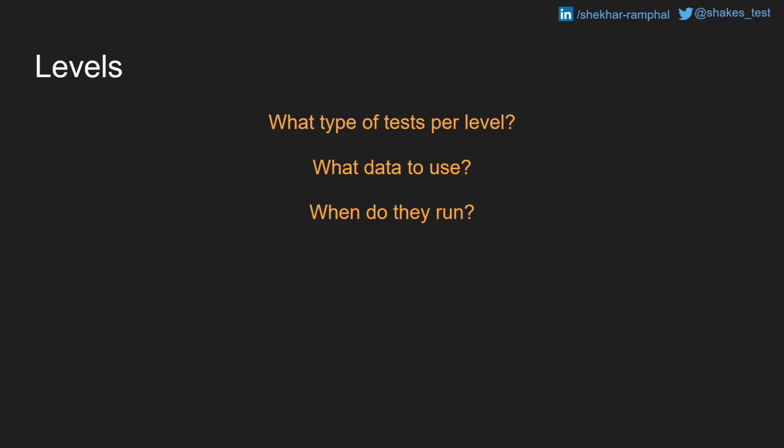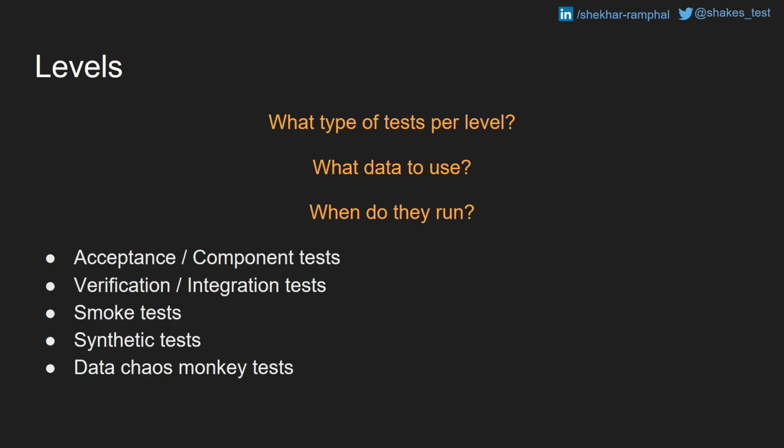So the way that I look at it, I ask these questions of myself: what type of test am I writing, what data am I using, where do they run, and when do they run. I've broken it down into five different stages, levels or phases. The first one is industry standard: component tests. We just rebranded it acceptance tests, because that's where the acceptance criteria happens for this level of testing. Then integration tests, which we call verification tests. Smoke tests, industry standard as well, are tests that happen post a deployment.